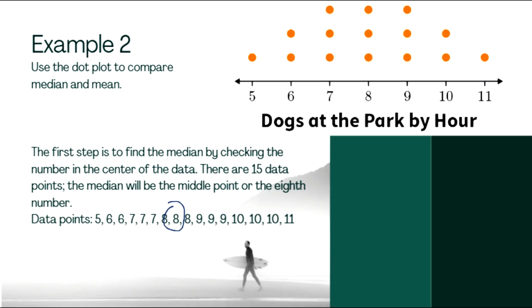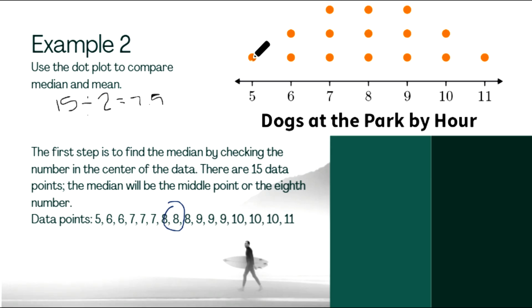All right. Here is example number 2. So the first step is to find the median, which is the easy number, by checking the number in the center of the data. So we have 15 data points here. To find the middle, if we did 15 divided by 2, that's going to give us 7.5. Now obviously there's not a 7.5 dot, right? Because the dots are whole.